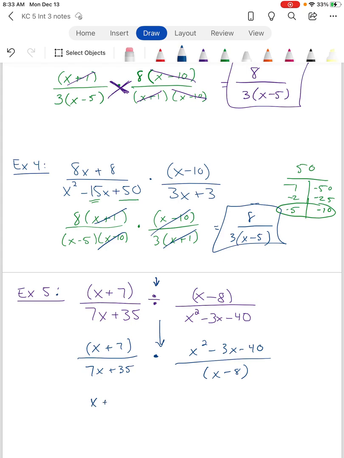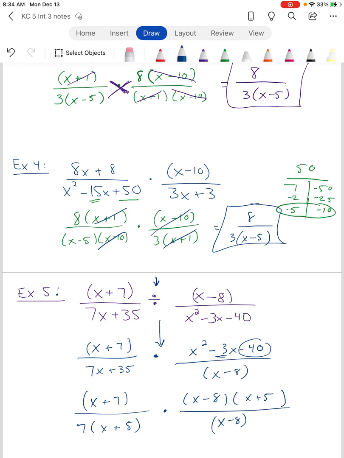Okay, so the first one was already factored for you. The second one, 7x plus 35, I can divide both of those terms by 7, and I get 7 times x plus 5. The top and the next one, two numbers that will multiply to give me negative 40 that will add up to give me negative 3 would be, let's see, x minus 8 and x plus 5 using your factor chart, and then x minus 8 on the bottom.